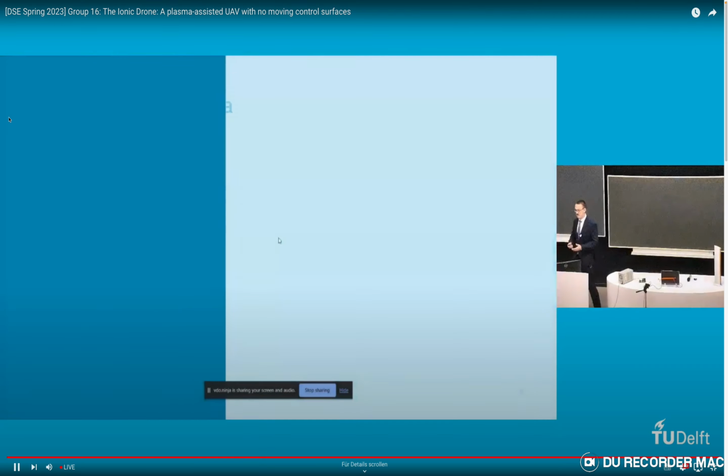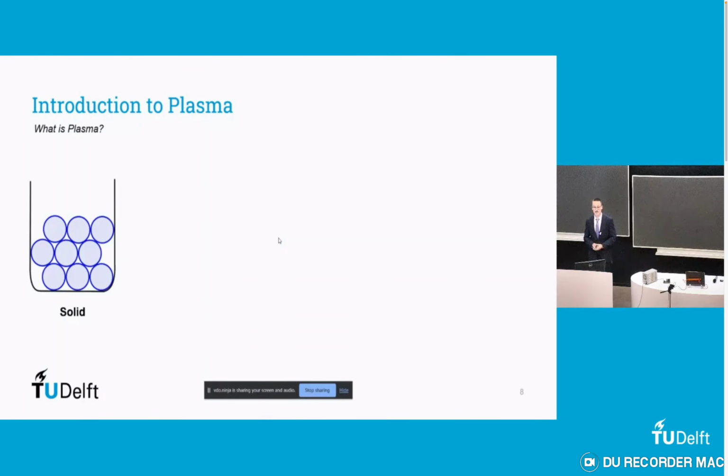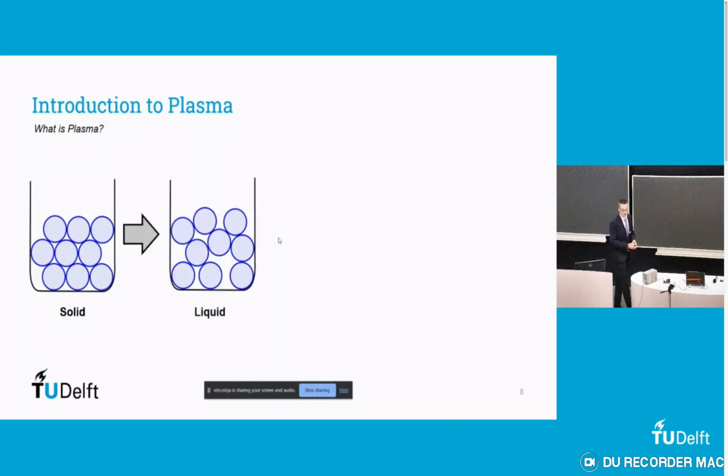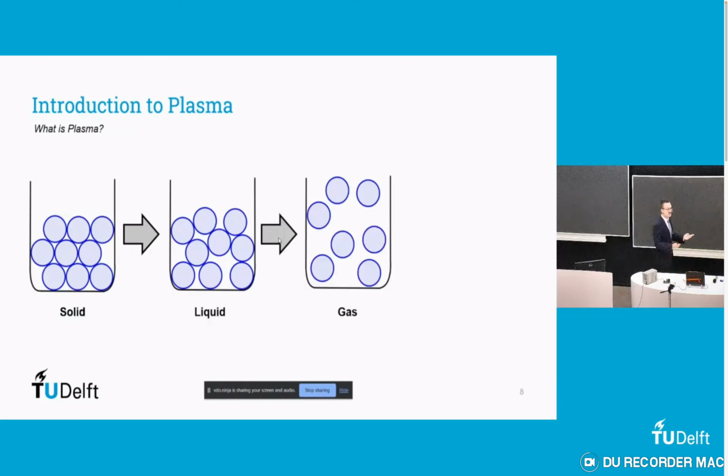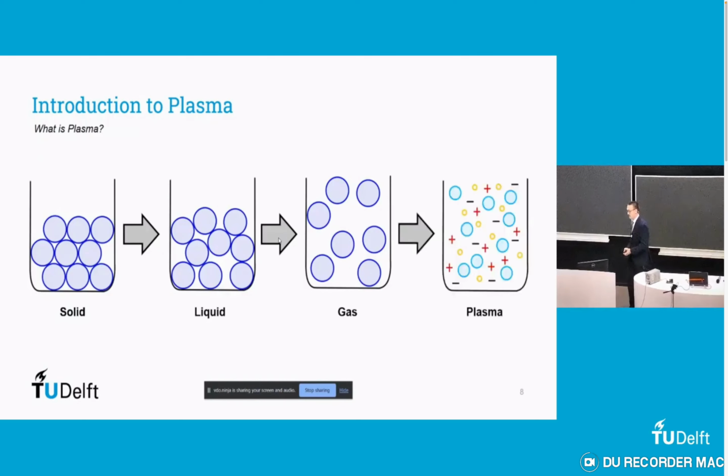So, starting at the very basic level, what is plasma? We have, let's say, a solid. If you add more energy, you get a liquid. If you add more energy, you get a gas. These three states of matter we see around us every day. However, if you add more energy to a gas, what we do is we create plasma, which is effectively a highly ionized gas.